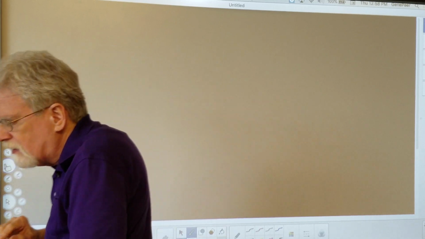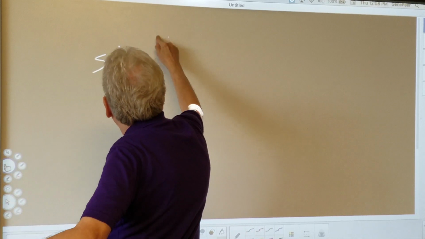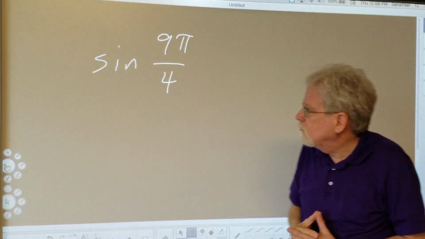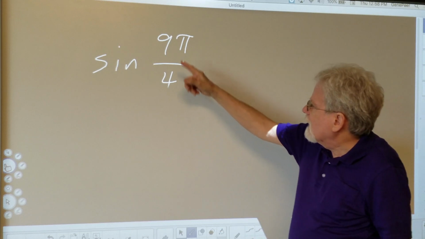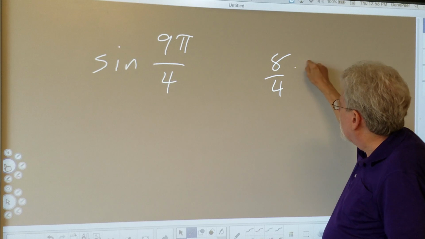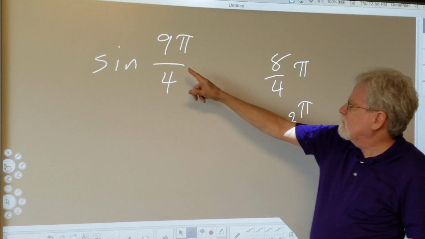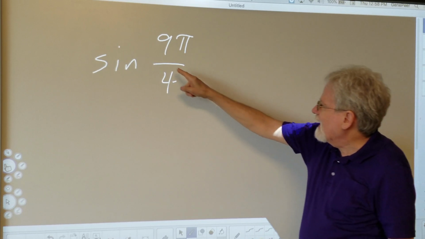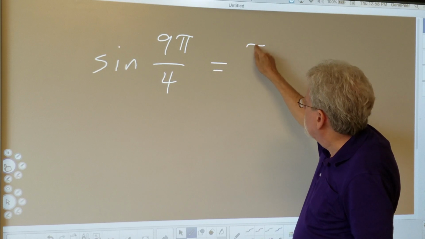Now we move into radians. Sine of 9 pi over 4. Sine being a periodic function, you can take out any multiples of 2 pi. So we can take out of 9/4 pi, 8/4 pi, better known as 2 pi. If we take 8/4 pi out of this and chuck it in the trash, we're left with 1/4 pi.